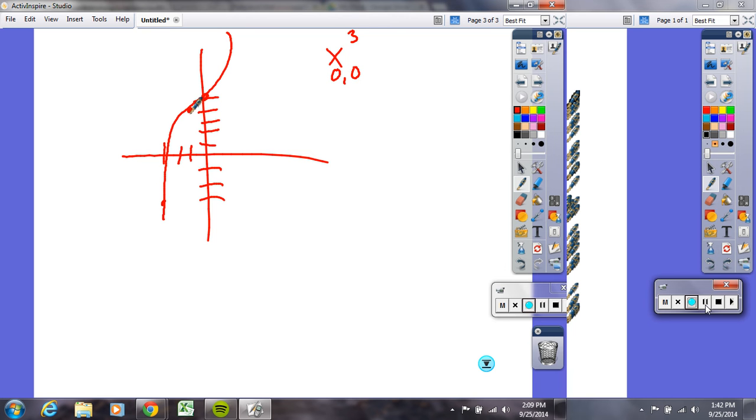We went up 4, left 1. So doesn't that look like (x + 1)^3 + 4? We know that for sure, don't we? Because we went over 1, up 4, correct? Now, we don't know if it's been compressed, stretched, or stayed the same, right? So therefore, there's an a value here.